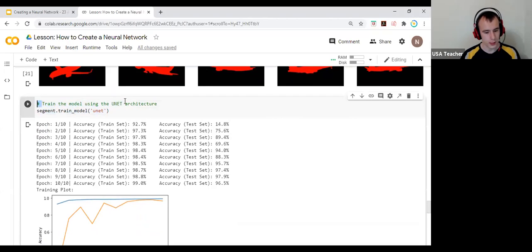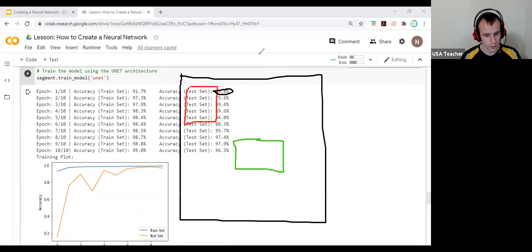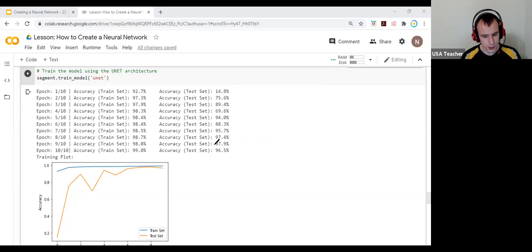We can try out, for example, this predefined architecture, the U-Net architecture. We can see that it gives us results that are reasonably good. So the accuracy on the training set, which we don't care about too much, tends to go to 100%. We really only care about this. The accuracy on the test set started out very bad, like 15%, that's absolutely terrible. But by the end, it reached like 98%, and then it jumped down to 96%. So that's unfortunate, but that happens.